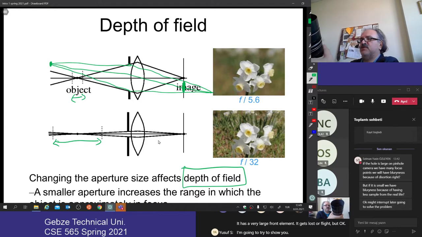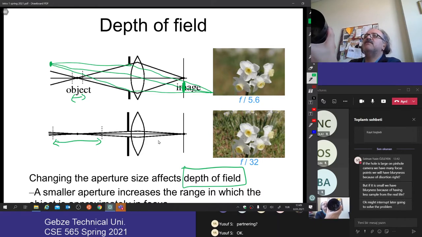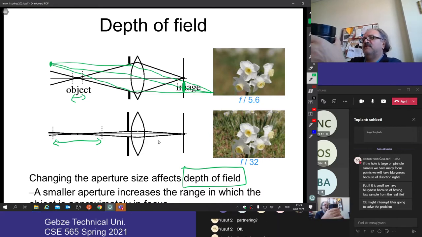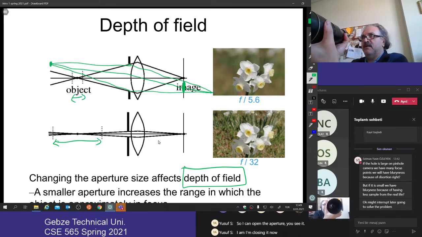I'm going to try to show you this. Where is my aperture? Okay, it is here. Here is the aperture ring. Let me try to change the aperture. Is it stuck? No, it is not stuck. So I can open the aperture. You see it? I am closing it now. Very, very close and large, I can get lots of light. Now, a very, very small amount of light.